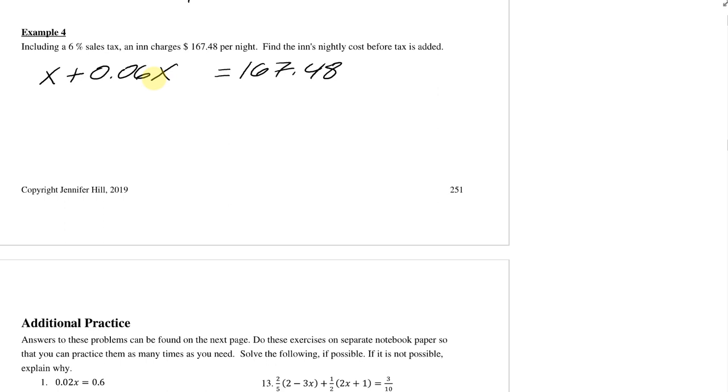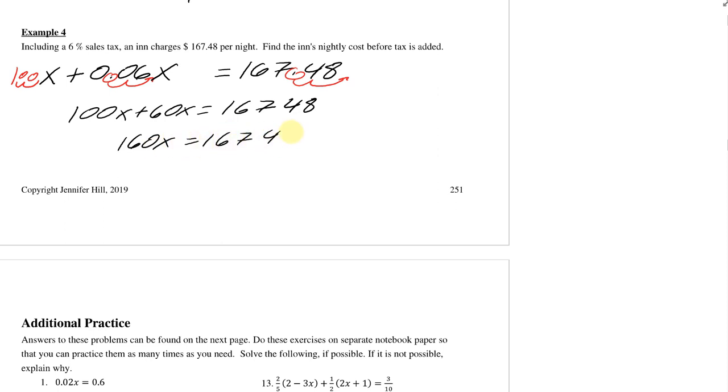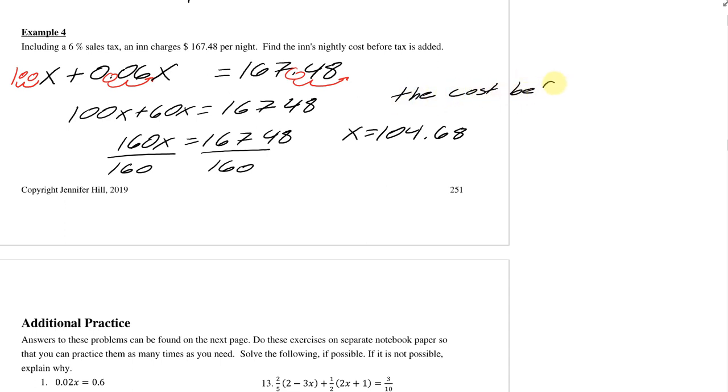So once again, I want to move all my decimals. So I've got this 1 here, I'm going to put in these 2 spots, I'm going to move this decimal, and then I'm going to move this decimal. So what I'm left with is 100x plus 60x equals 16,748. So this is 160x equals 16,748. And now I have to divide each side by 160. And so the price will come out to 104.68 if I round. So the cost before tax is this amount.